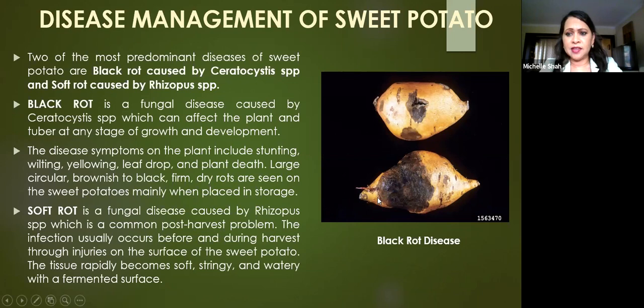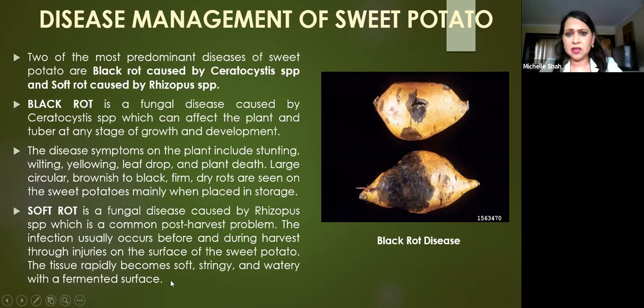Soft rot is a fungal disease caused by Rhizopus, which is a common post-harvest problem. The infection usually occurs before and during harvest through injuries on the surface of the sweet potato. The tissue rapidly becomes soft, stringy, and watery with a fermented surface.